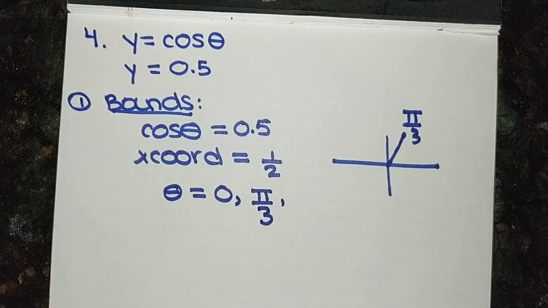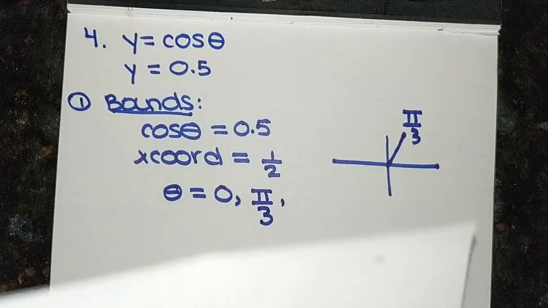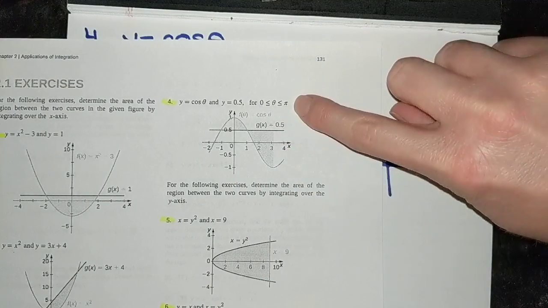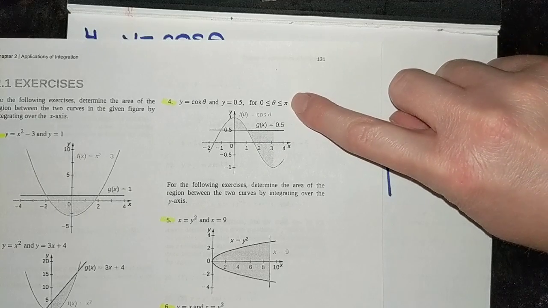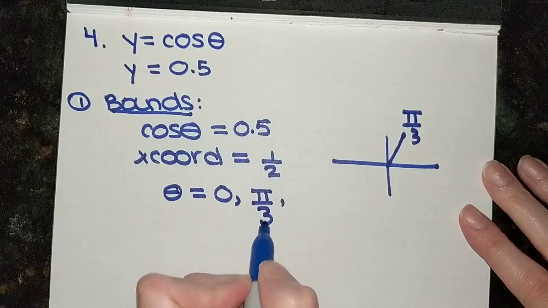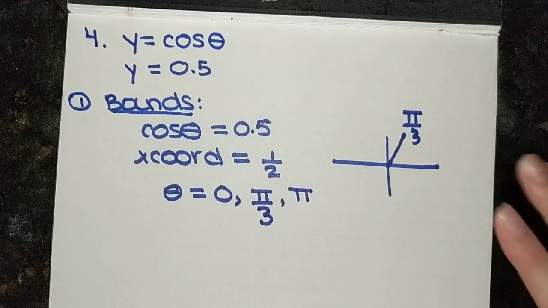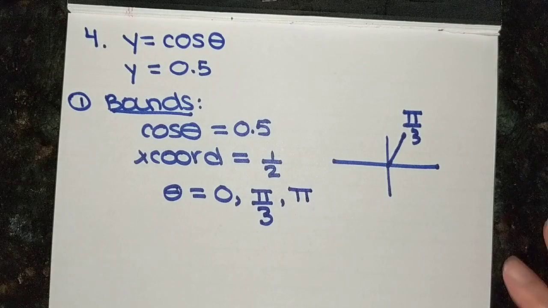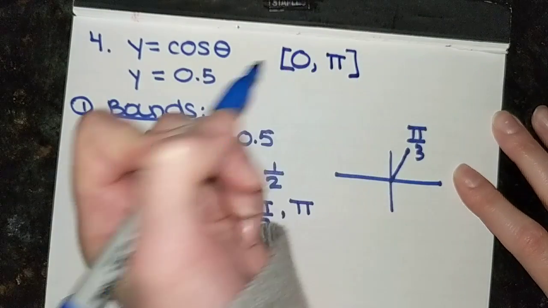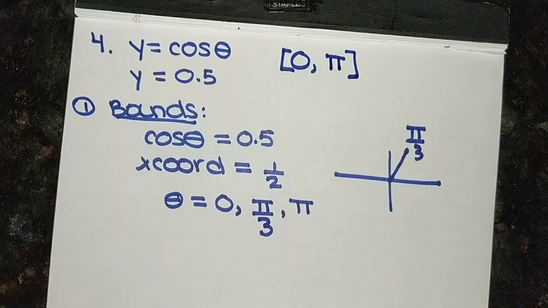Now, you'll also notice that on the picture that they have given you, it continues until a little bit past this, and that's because they tell you that the bound goes from 0 to pi. So you would have 0, pi over 3, and then pi. And again, I unfortunately did not write that on the sheet here, but they do very clearly indicate it's from 0 to pi as part of the problem as well.